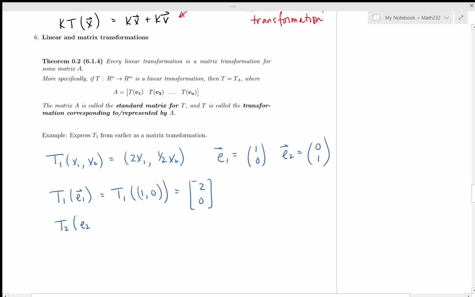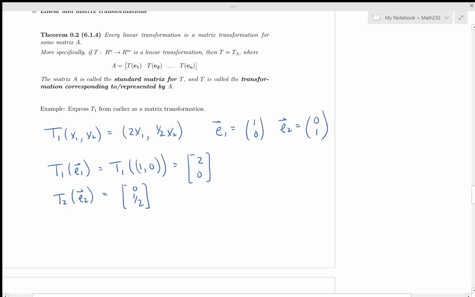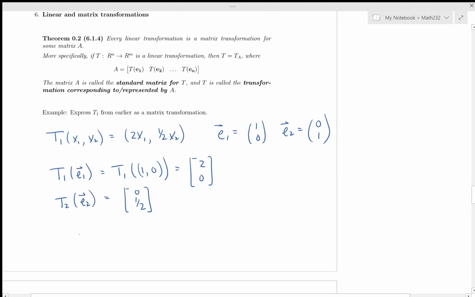And I calculate T1 of E2. I double the first one. I halve the second one. E2 is (0, 1). So then I write the matrix, the standard matrix for this transformation, and it looks like this. This column here is this guy here. This column here is this guy here. This is the standard matrix.